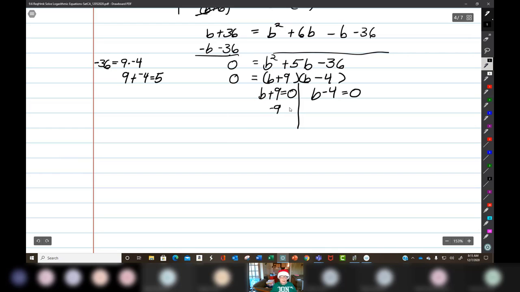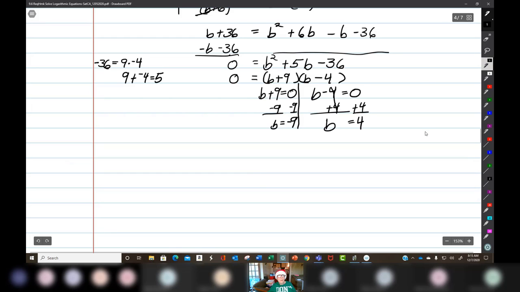Subtract 9, back on the left, B plus 9 equals 0. Subtract 9 and subtract 9, so that B equals negative 9. B minus 4 equals 0, add 4 to both sides. Negative 4 plus 4 is 0, so we'll get B equals 0 plus 4, which is 4.